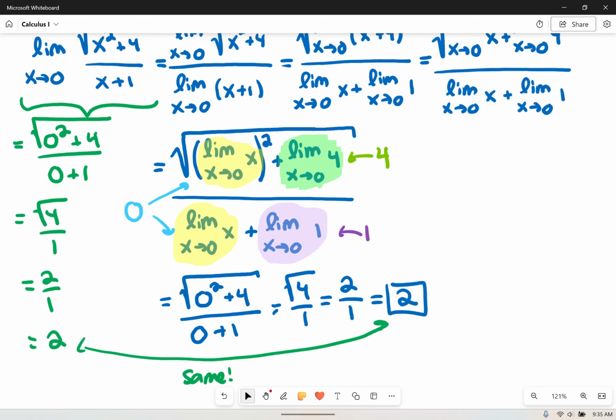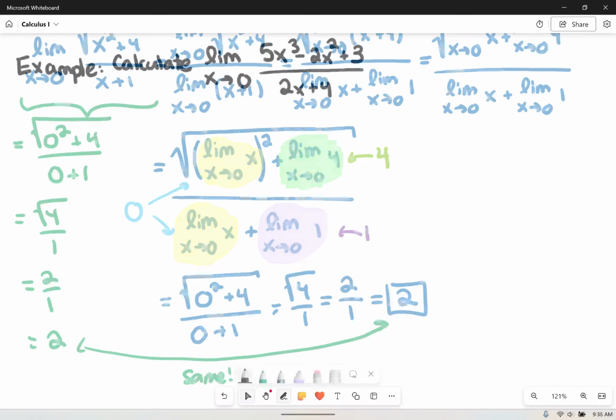But all of the normal functions you know and love, polynomial functions, rational functions, exponential functions, logarithmic functions, trigonometric functions, etc., behave this way. In short, if you can plug the number that x is approaching into the function and it works, meaning you get a defined answer, then you've just found the limit.